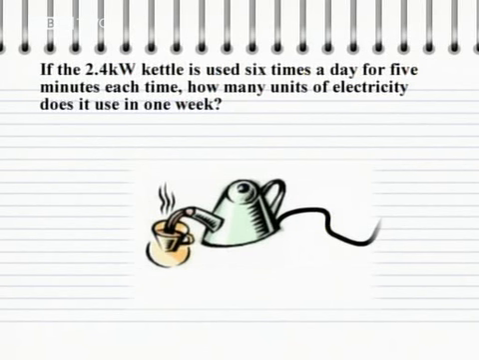So here's another question about our kettle. If the 2.4 kilowatt kettle is used 6 times a day for 5 minutes each time, how many units of electricity does it use in 1 week? The question asks how many units of electricity the kettle uses, but we know that units of electricity are the same as kilowatt hours, which is a measure of electrical energy.